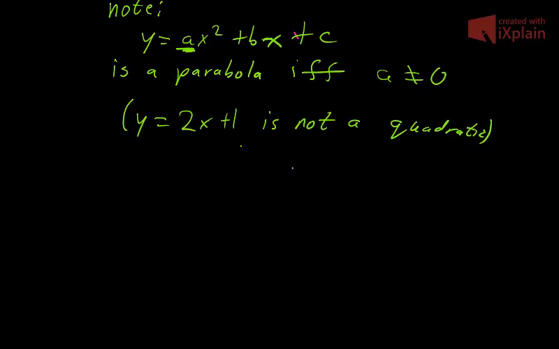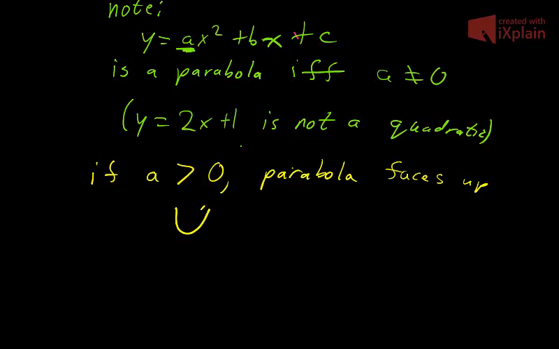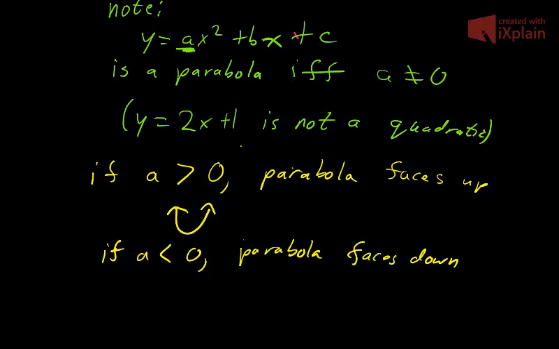So the other question I got is to try to figure out what direction our parabola is going to go in. So I'm just going to give this one to you, which is if a is bigger than 0, then our parabola goes up. It faces up, which means it looks like that. And if a is less than 0, my parabola faces down, which means it's going to look something like that.